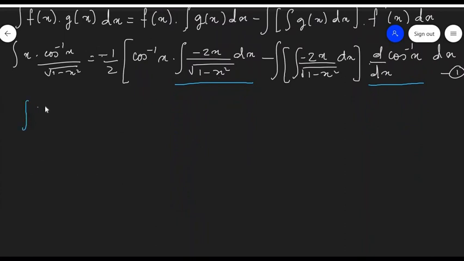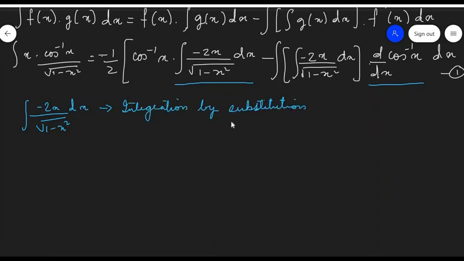Now integration of minus 2x upon square root of 1 minus x square. This we have performed in a different problem. You can check it out. Here we are going to use another method of integration, which is called integration by substitution. This method of integration is very interesting. We substitute part of the function and get the rest by differentiating it. So here let us take 1 minus x square as y. When you differentiate it, you get minus 2x dx as dy. Isn't it interesting?